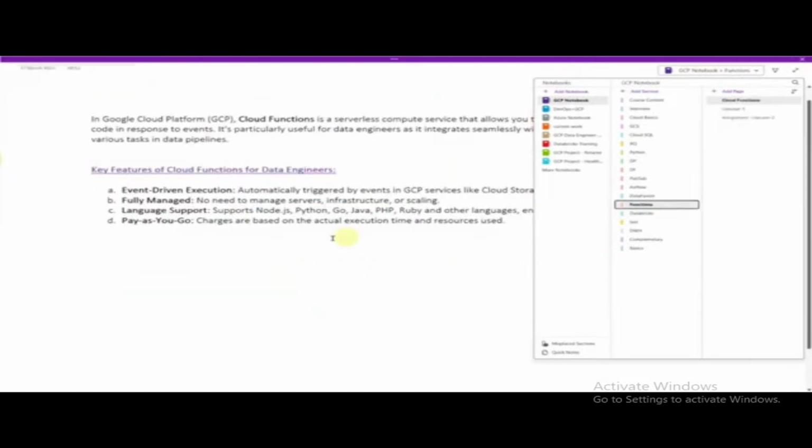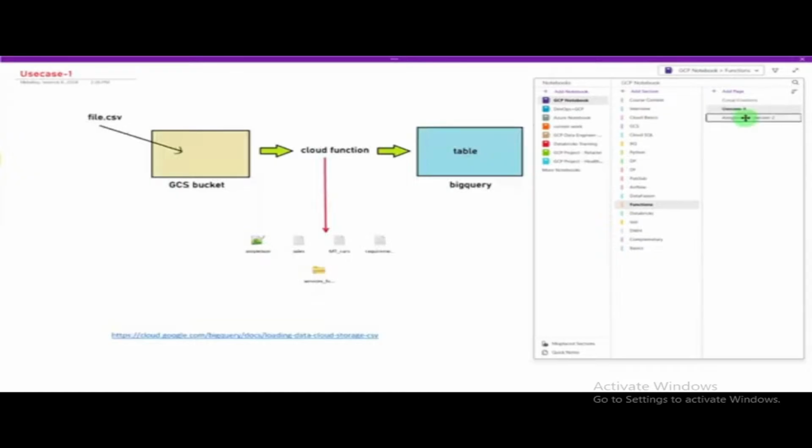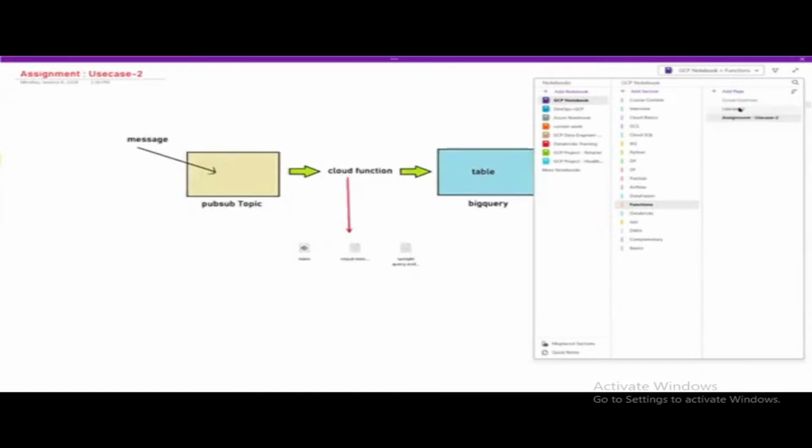And the Cloud Functions, what is Cloud Functions? Use case 1 as an assignment, use case 2 as an assignment 2.